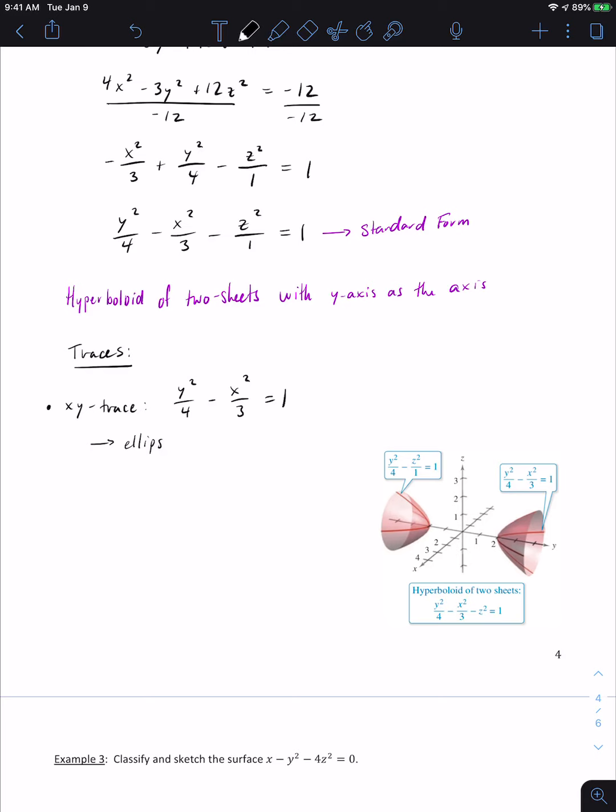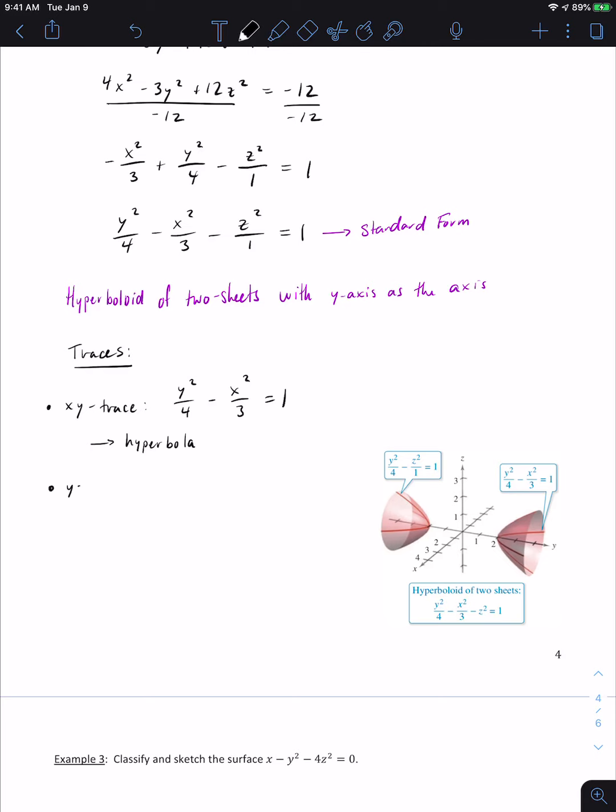Or sorry, not an ellipse, a hyperbola. Or hyperbola. I think I always pronounced that a little incorrectly. I apologize. So that's a hyperbola. So the XY trace is a hyperbola.